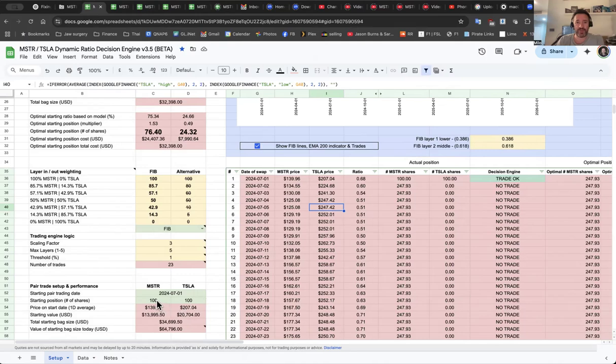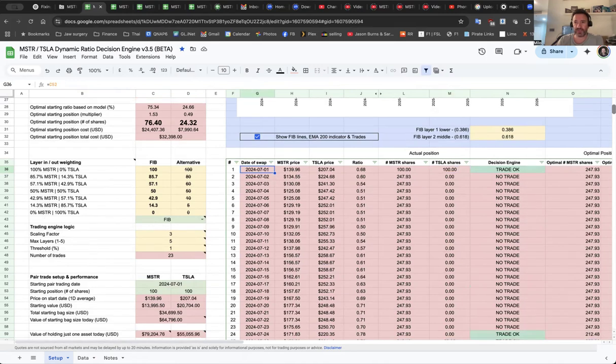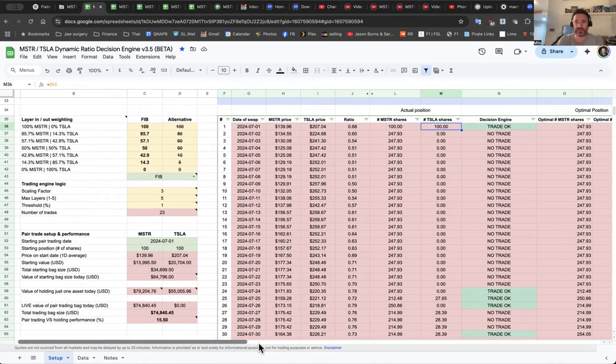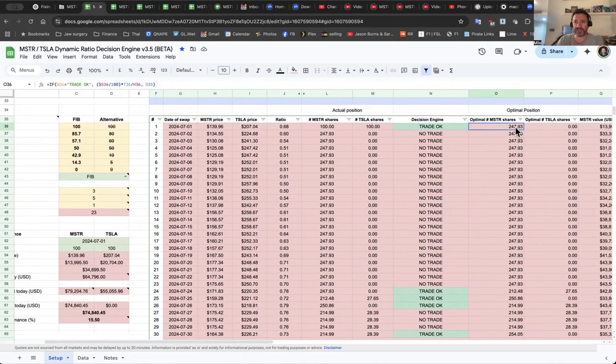And then you put in here your starting position, so you've got 100 shares of each, and then that will populate into here, 100 shares, 100 shares. Based on starting on the 1st of July, it's telling you that you should trade because that's not the optimal amount of shares. What you should do is sell all your Tesla and move 100% into MicroStrategy. And if you did that, you'd end up with 247 shares of MicroStrategy. So that's how that works.